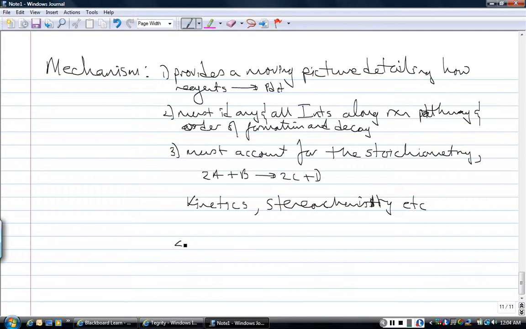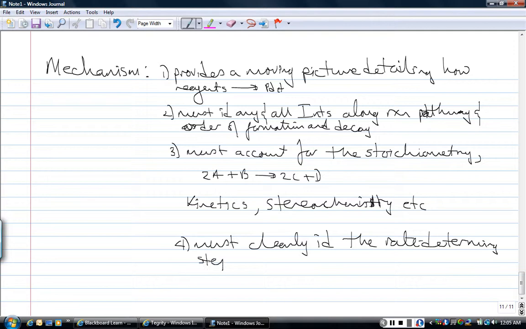And 4, it must clearly identify the rate determining step of the reaction. Rate determining step, or the RDS of the reaction. Some people call the rate determining step the rate limiting step of the reaction.